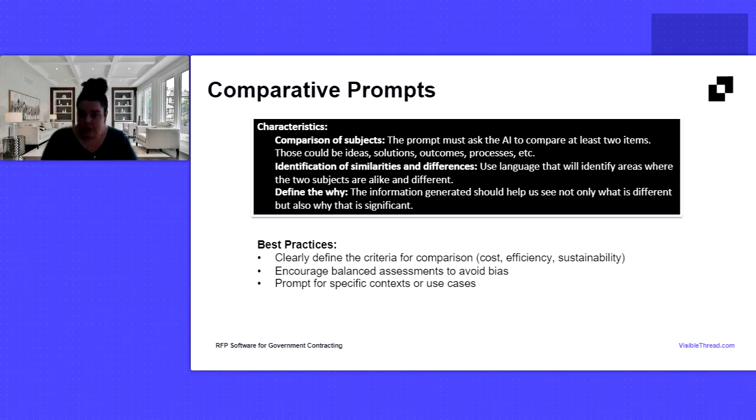To do this effectively, we want to clearly define the criteria for comparison. Are we comparing costs, efficiency, performance, or scoring in certain areas? Encourage balanced assessment, so don't sway too far one way in the structure of the prompt. You're going to get your best response if you come in from a neutral position. And then specific contexts or use cases: you can call out specific products, use cases, or items that you want to compare. The more context you can give there, the better.